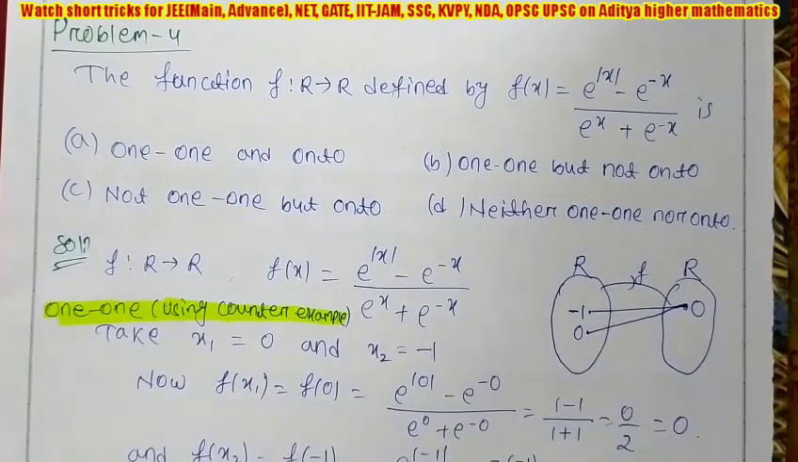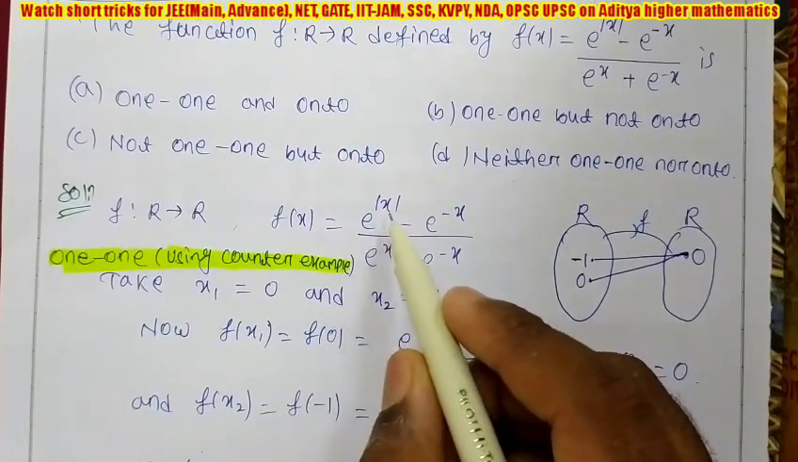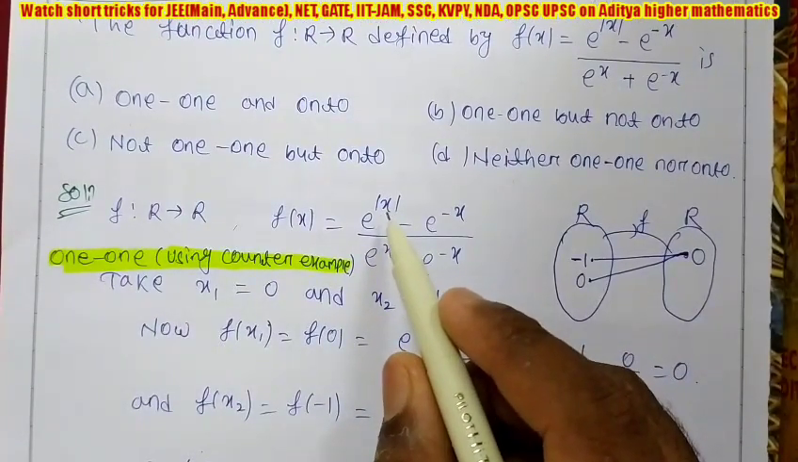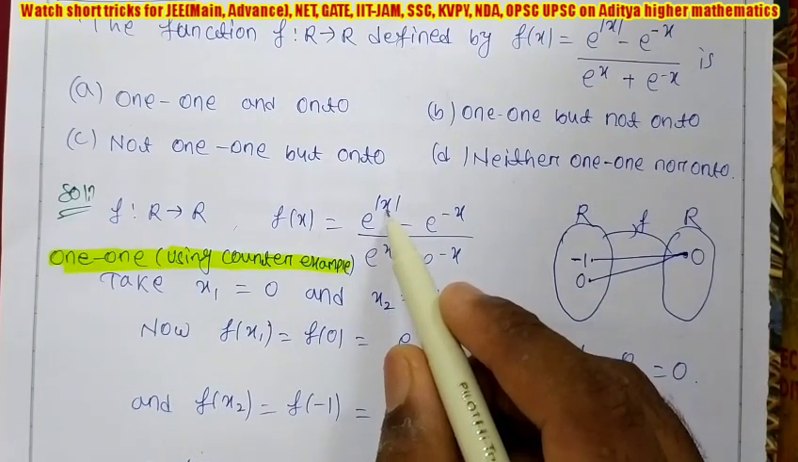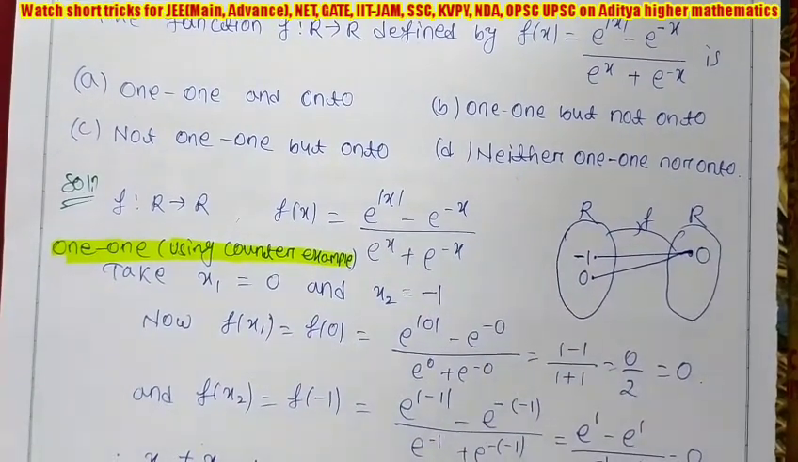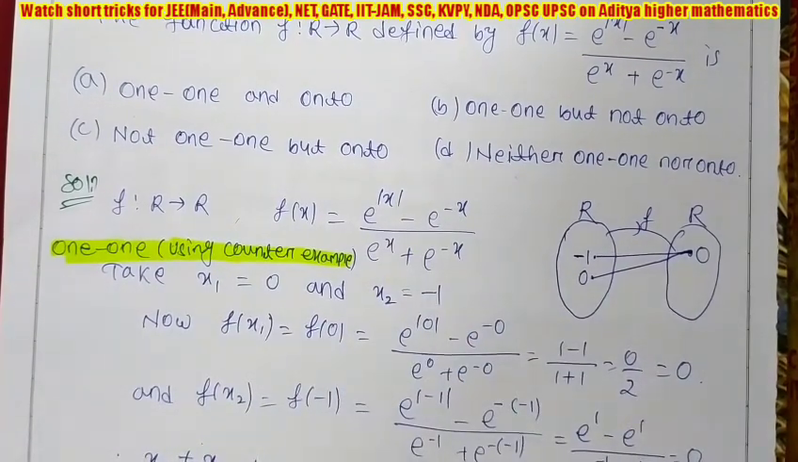And here also we are getting 4 options. Here also we will use the same counterexample method. We will take two different elements and see how to get the same image point. Such elements we have to take. You can observe that mod x is given, so whatever negative number we take, obviously we will get a positive. If I take 0, then mod 0 is also 0, and the second term is also 0 because minus 0 is 0. Then we are getting the same things here: 1 minus 1, which is 0.